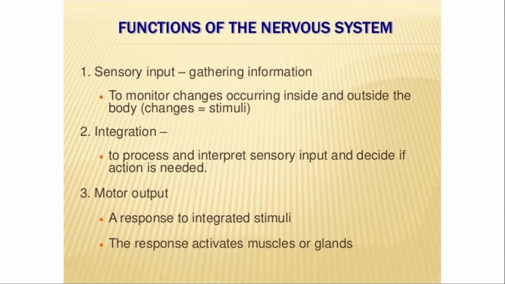Next is motor output, a response to integrated stimuli. Whatever changes happen, a response will be given to that. Next, the response activates the muscles or glands. Whatever response we have to give, either to turn back or make some action with our shoulders using muscles. So these are the motor output.